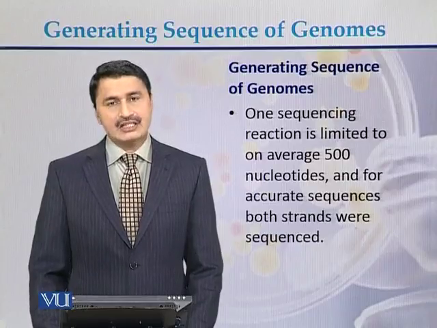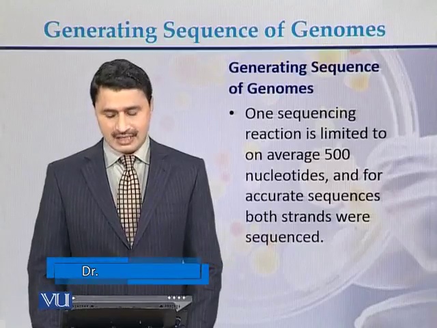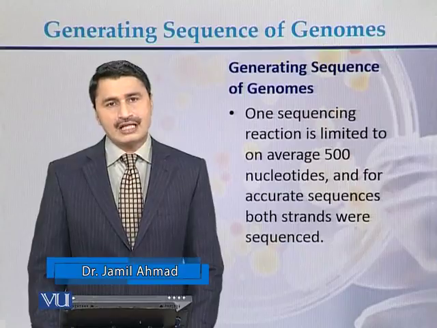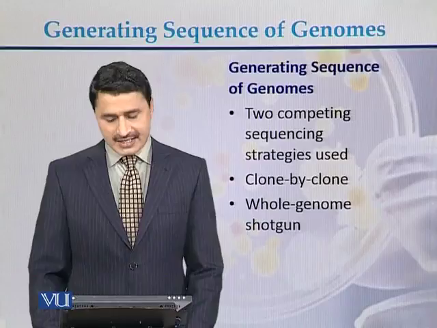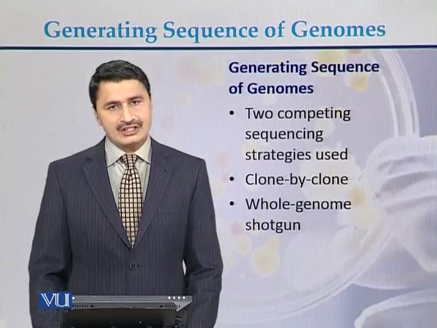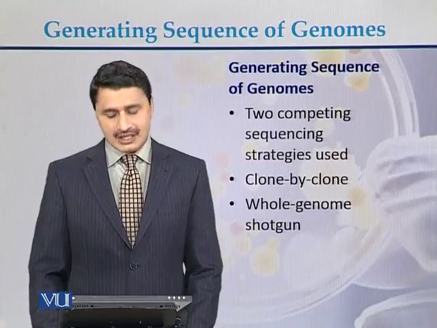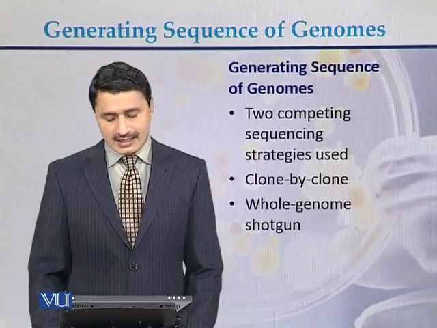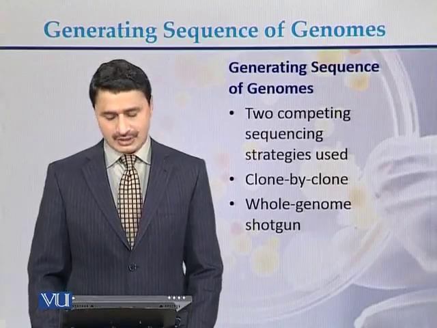One sequencing reaction is limited to an average of 500 nucleotides, and for accurate sequencing, both strands of the DNA were sequenced. There were two competing sequencing strategies which were used for sequencing the genomes. The first strategy is called clone by clone strategy, and the second strategy is called whole genome shotgun sequencing.